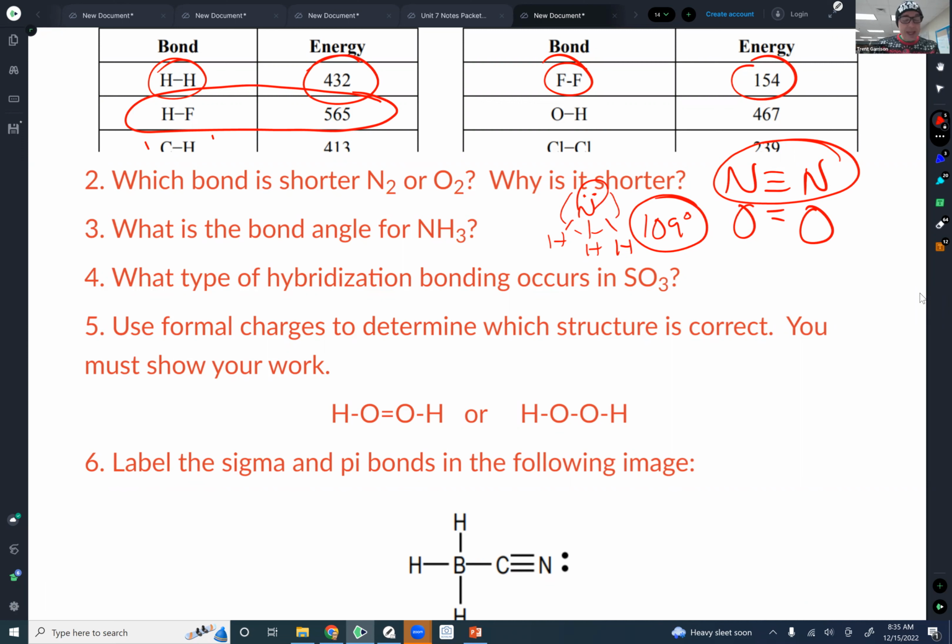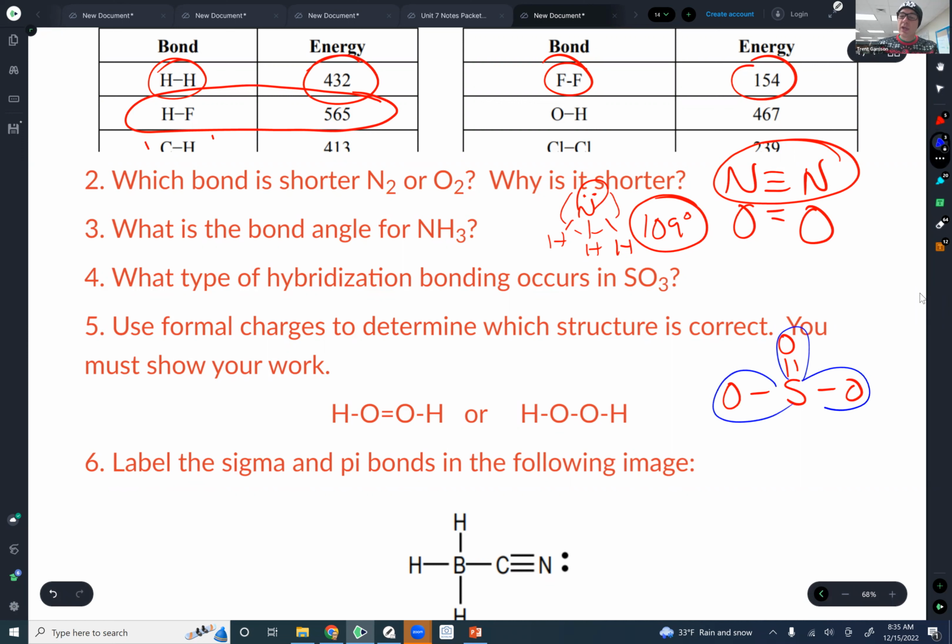Okay, what type of hybridization occurs for SO3? So again, we have to know how to do our Lewis structures. And in a Lewis structure, we would see that this molecule creates a double bond on one and single bonds on the others. So this means that this molecule has 1, 2, 3 ligands. So you would have SP2 as the hybridization.